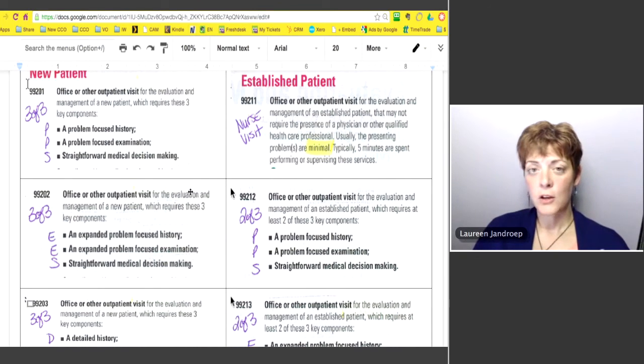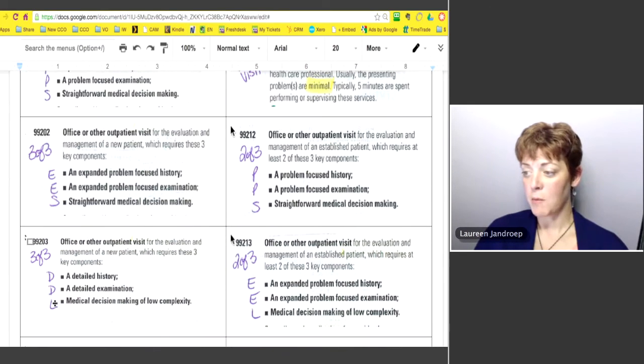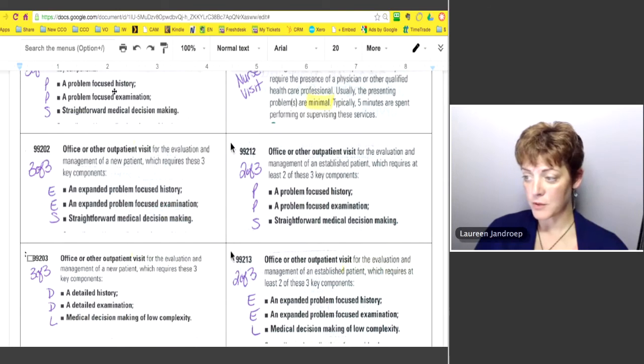So you're going to get letters all over the place. They're not always going to be a PPS or an EES or a DDL. You might get a problem-focused history, P, and then the second bullet, an expanded problem-focused exam, and then maybe low medical decision-making. So now you've got each of those levels, or each of those scores, if you will, let's call it a score, on different levels of E&M.